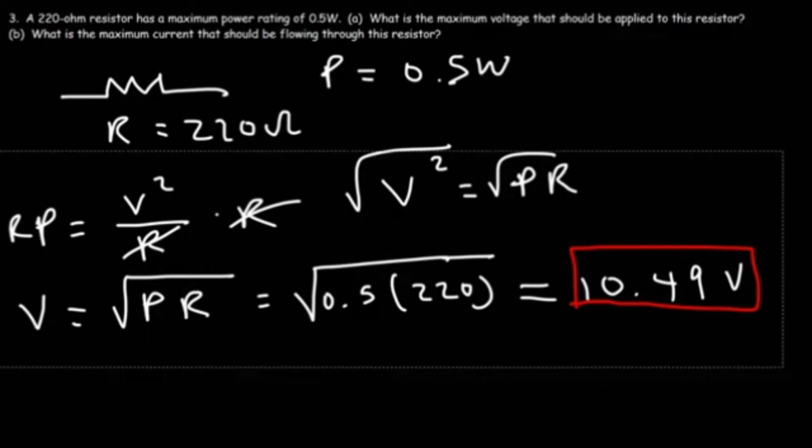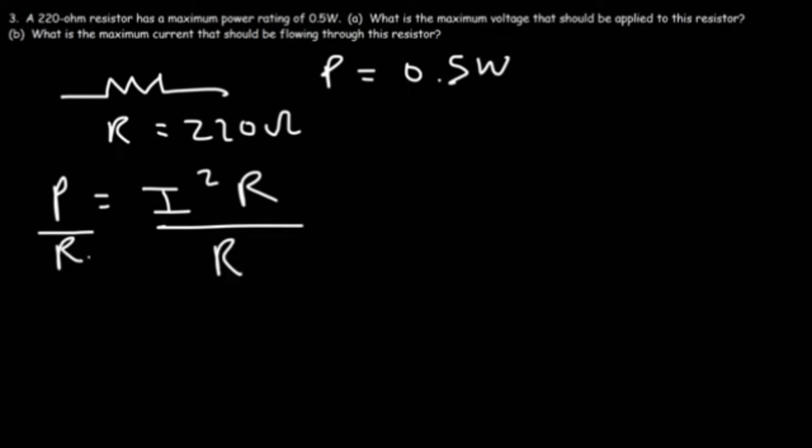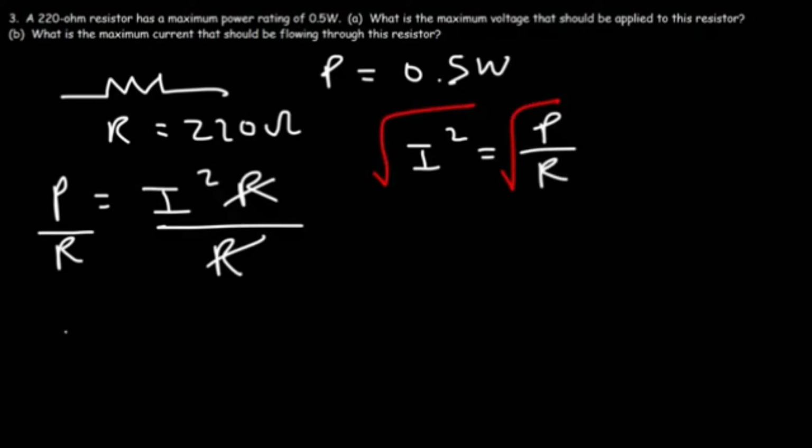Now, let's move on to part B. Let's calculate the maximum current that should be flowing through this resistor. So we're going to use this formula. P is equal to I squared times R. So let's solve for I. In order to solve for I, we need to divide both sides by R. So we get that I squared is equal to P over R. Next, we need to take the square root of both sides. So the maximum current is going to be equal to the square root of the maximum power, divided by R.